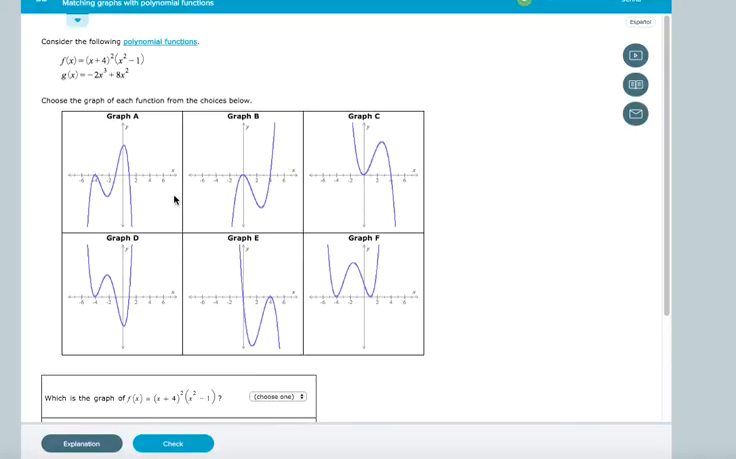So w is the upward facing one. So if I multiply x squared times x squared, that's going to be positive. So it needs to be an upward facing one. Okay, so it's definitely D or F.